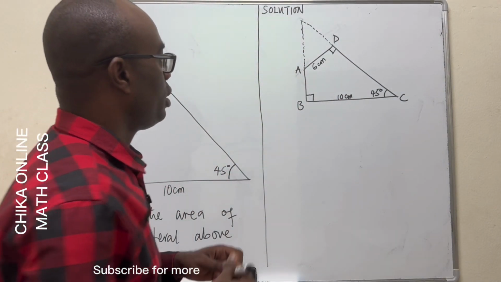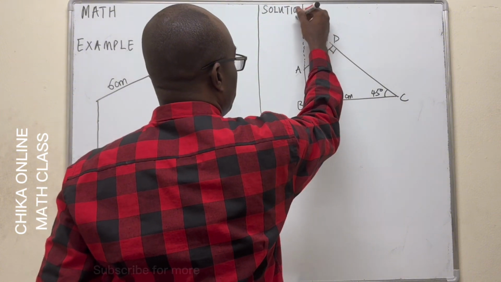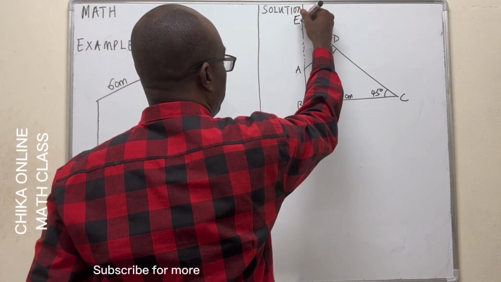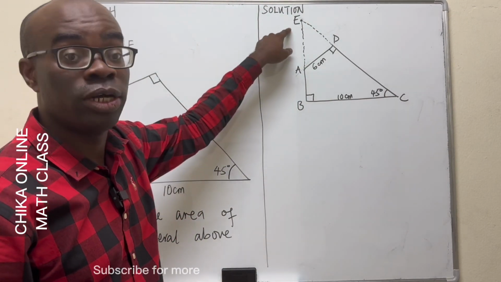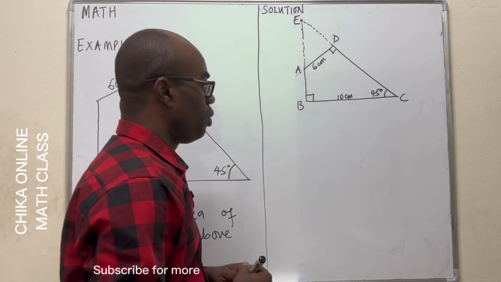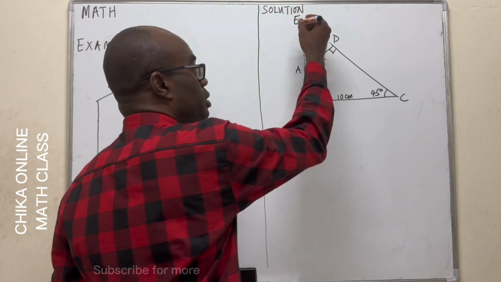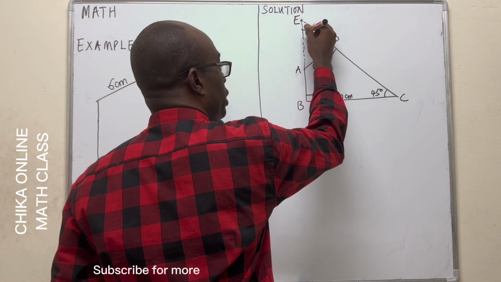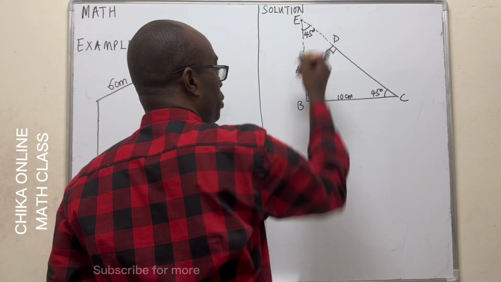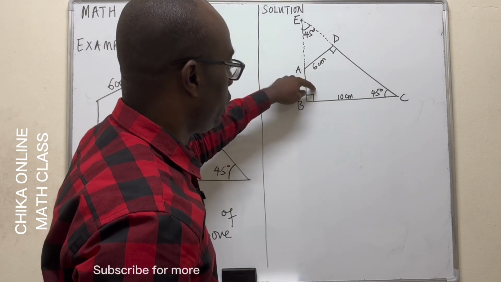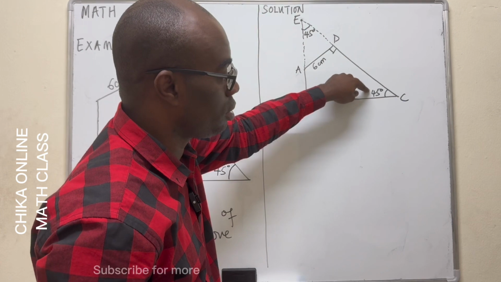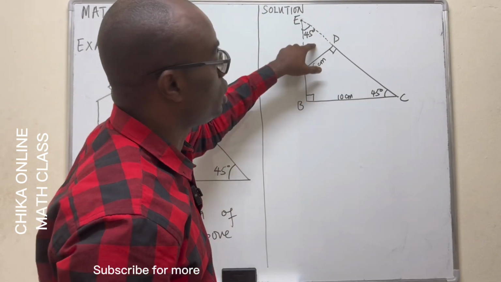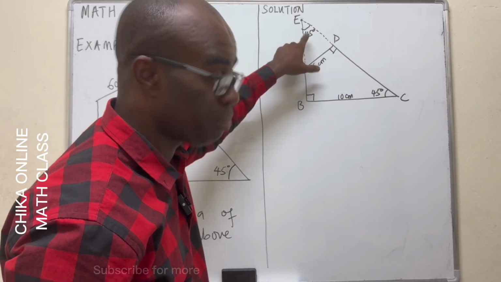You agree with me? If we label this meeting point, point E, observe that the angle here is 45 degrees because here is 90. So this place must be 90 minus this, 90 minus 45, which gives us this 45, okay?